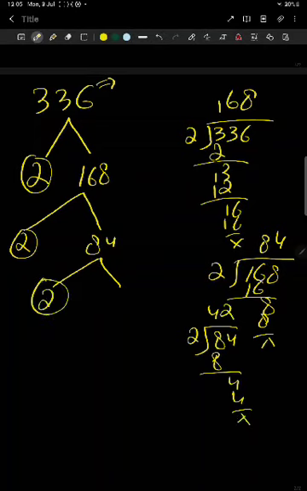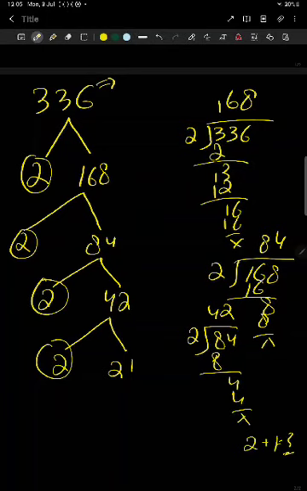So 2 and 42. 42 is again an even number, so again it will be divisible by 2. So 2 2s are 4 and 2 1s are 2. 21. 21 is an odd number, so it will not be divisible by 2. So I will check with 3. As 2 plus 1 is 3, and 3 is divisible by 3, so 21 is also divisible by 3. I know 3 7s are 21. 3 is also prime, 7 is also prime. So prime factorization is done because I have no composite number over here.